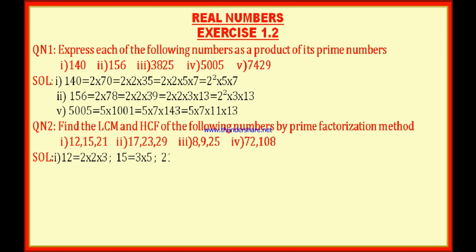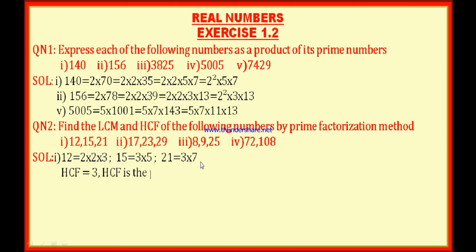First bit is 12, 15, 21. First of all, we divide 12 into prime factors. 12 is 2 into 6. 6 is 2 into 3. Therefore, in total 12 is 2 into 2 into 3. And 15. 15 is 3 into 5. And 21. 21 is 3 into 7.